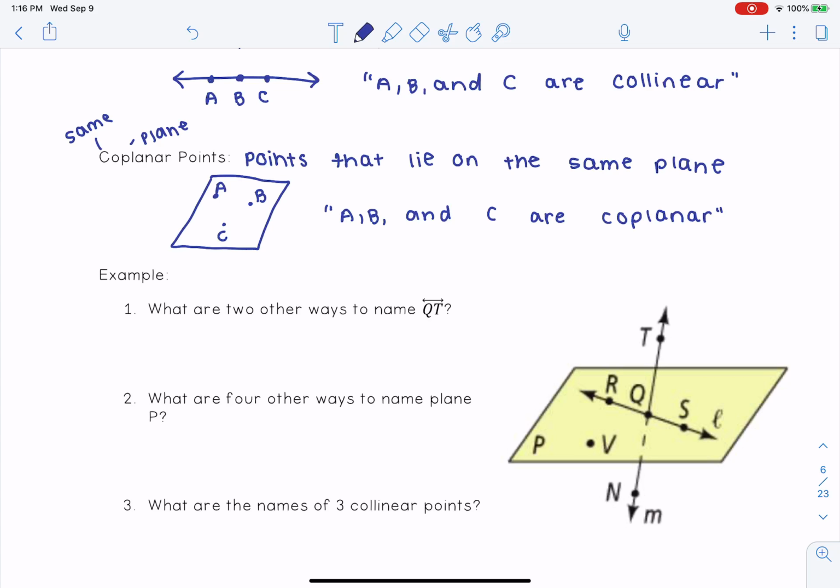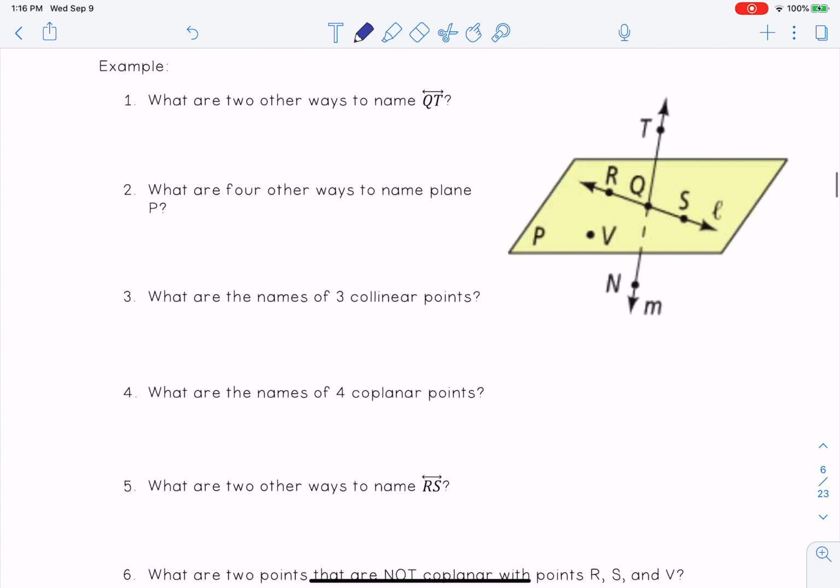Now let's look at the kind of questions we might be able to answer with these problems. So what are 2 other ways to name QT? Notice since I have the arrows that this is a line. This is line QT. Well, it looks like it's this line right here. So I can name it by any 2 points on that line. I could name it TQ, making sure I draw the arrows over it. I could name it NT. I could name it TN, or I could name it this cursive lowercase letter m.